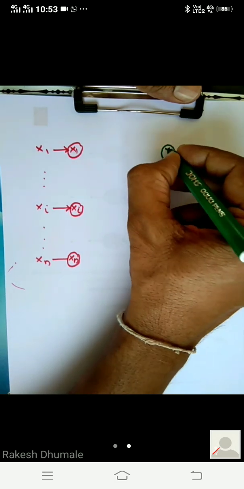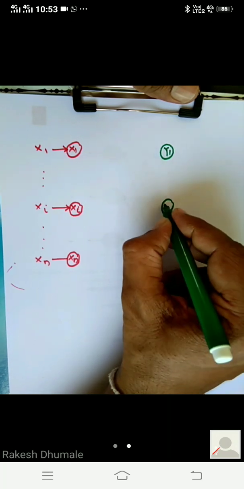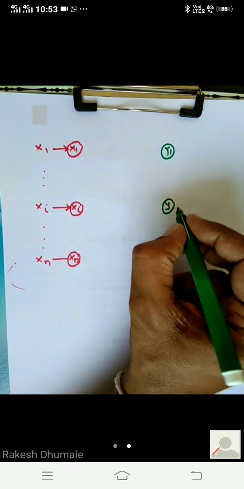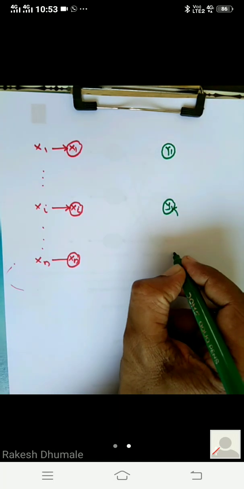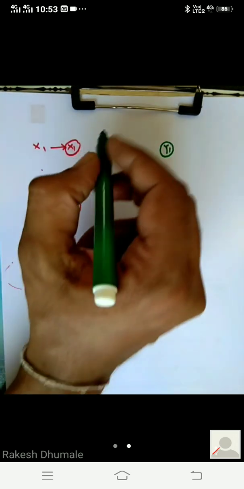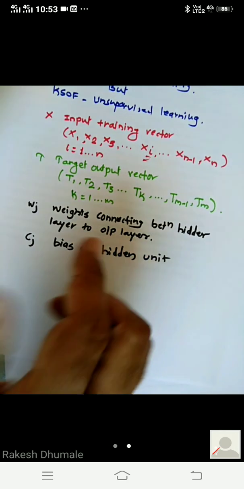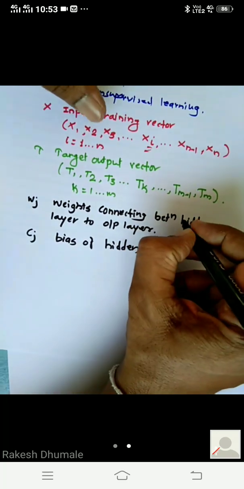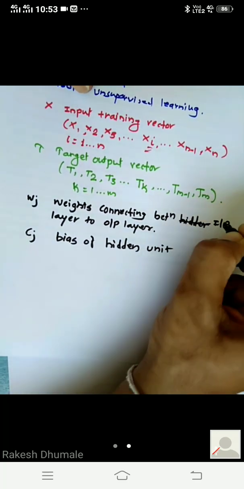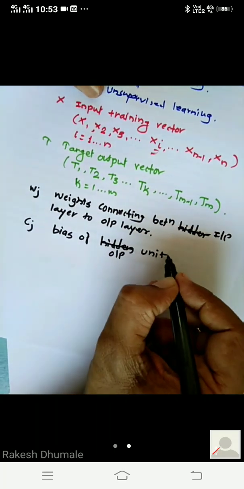So y1, yj, or here yk, and here it is ym. So this is the ym. Now here there is a connection between input nodes and output nodes. These are the weights connecting the input layer to the output layer, and these are the biases of the output nodes, the output units.